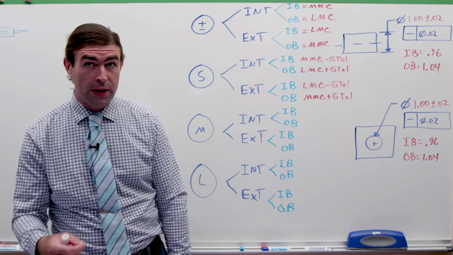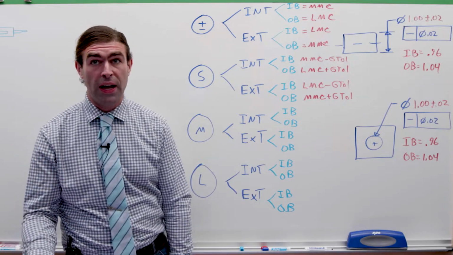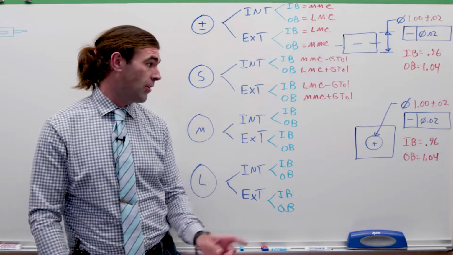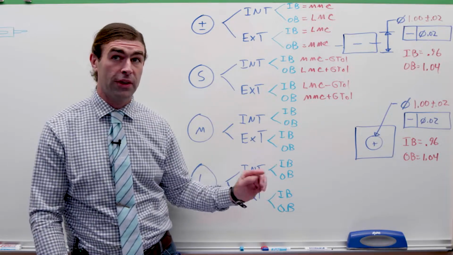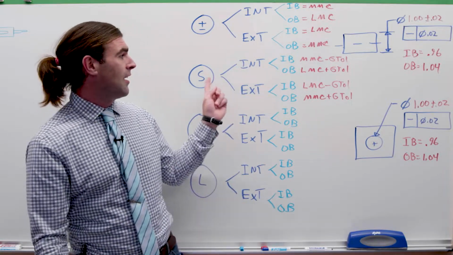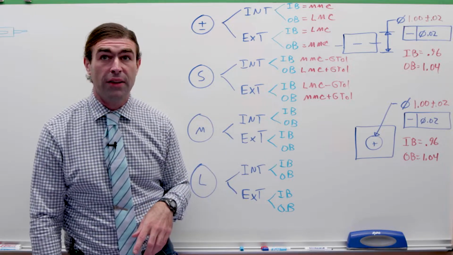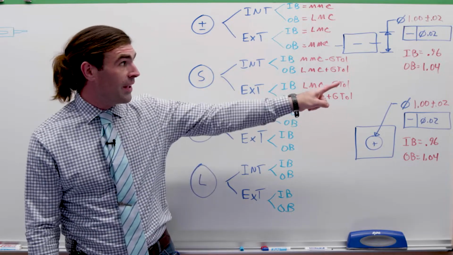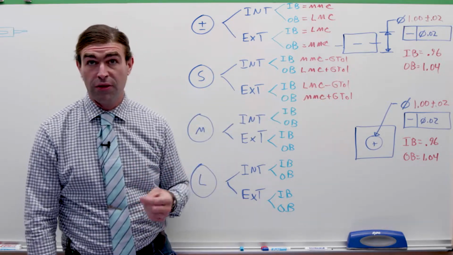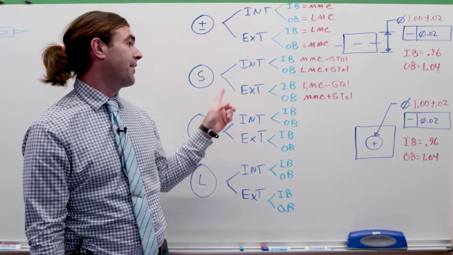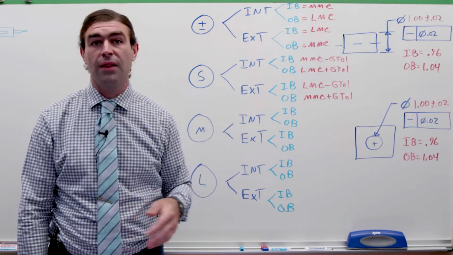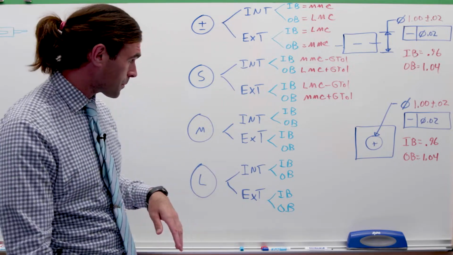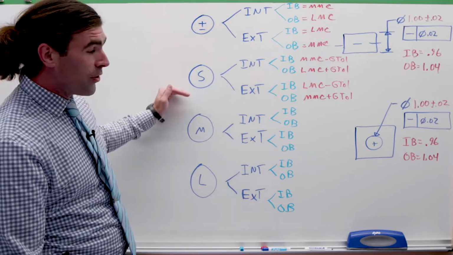We haven't gotten to the point of any additional applicable tolerance. That's going to be bonus tolerance generated by MMC or LMC, but you don't have to worry about that if it's at RFS. Again, according to rule number 2, we don't put this S symbol in the feature control frame. It's a default requirement. I just put the S symbol here because it used to be the symbol for RFS. Now, we're all good here.